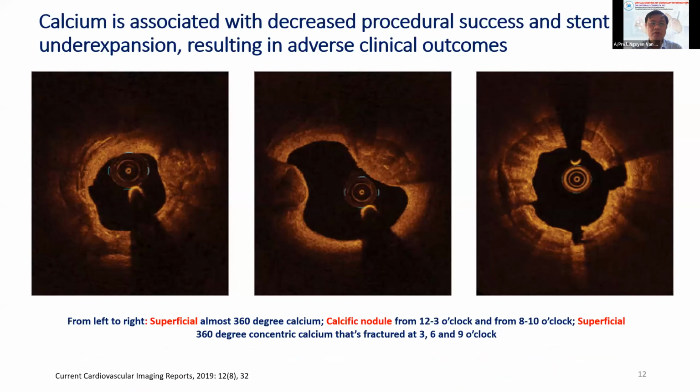Especially, as in the picture, calcium is a problem in complex PCI. Sometimes calcium is very difficult for stenting, so we have to plan the stenting if the patient has a lot of calcium.